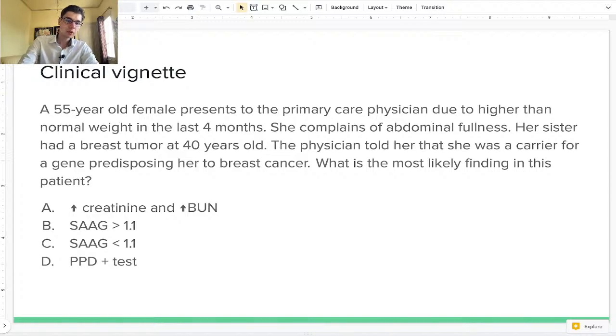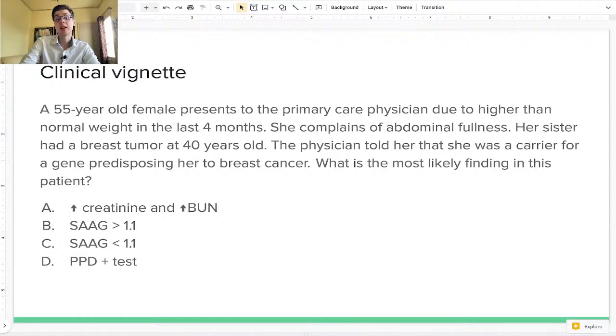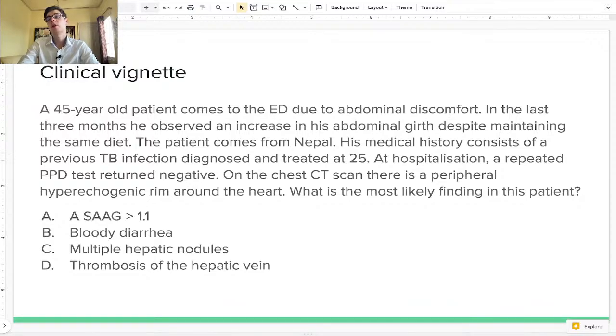Okay, let's see the answers. So the first answer was a SAAG greater than 1.1 and the second one a SAAG less than 1.1. In this case, we suspect that the patient has an ovarian cancer, whereas in this case it is obvious from the CT scan that the patient has constrictive heart failure due to a previous TB infection.